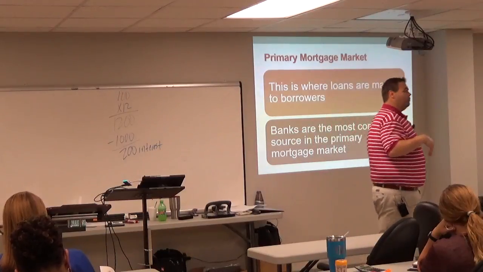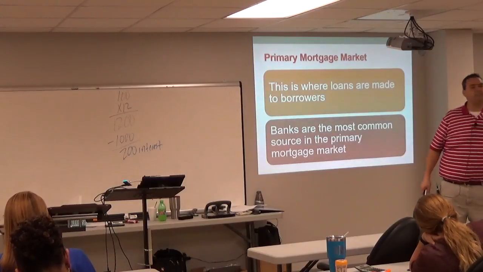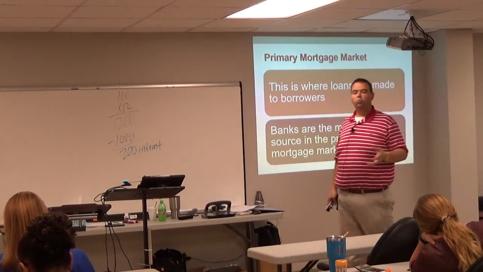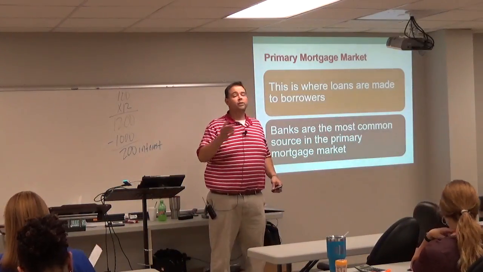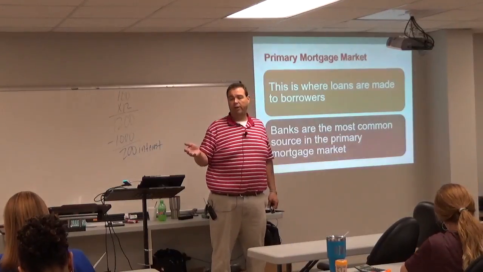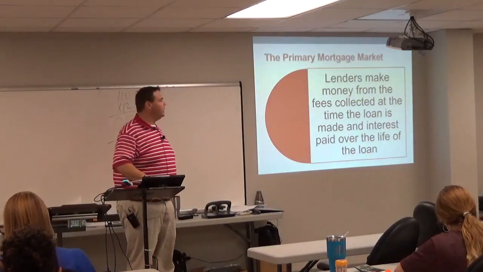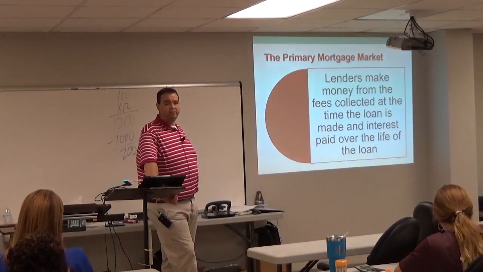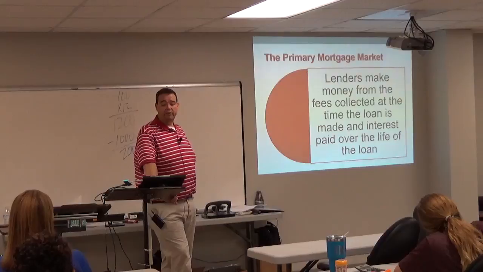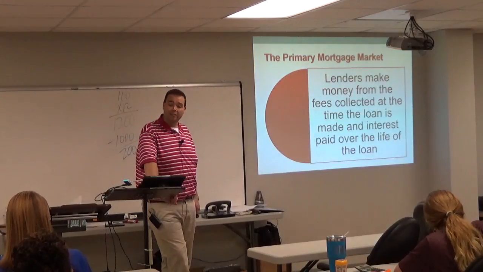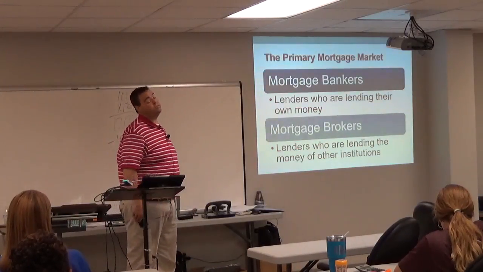Here's what's happening in the primary mortgage market. Loans are being made. If you're talking about a borrower sitting down in front of a lender and getting a loan, that's a primary mortgage market activity. So the primary market is where the borrowers are. Everybody okay with that? In the primary market, money gets made from fees, like origination fees, discount points, and then from interest paid over the life of the loan. Those are all sources of income in the primary market.